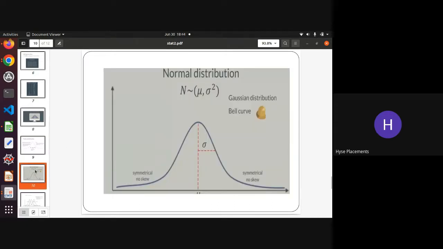So the normal distribution curve looks like this actually. It is also called the Gaussian distribution, and this is also called the bell curve, because it is in the shape of a bell, right? See, symmetrical, no skew. That means if there are no outliers present in the data, if you have eliminated all the outliers, you will get this kind of curve. The center point is the mean, and the dispersion of the data points from the mean is the sigma. I mean, the standard deviation, you can call that.